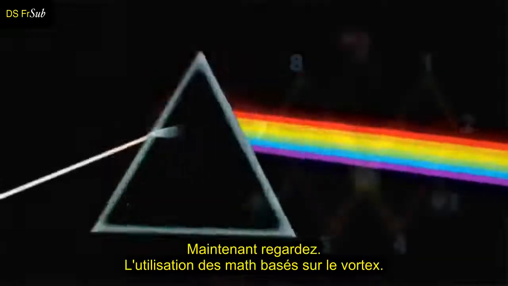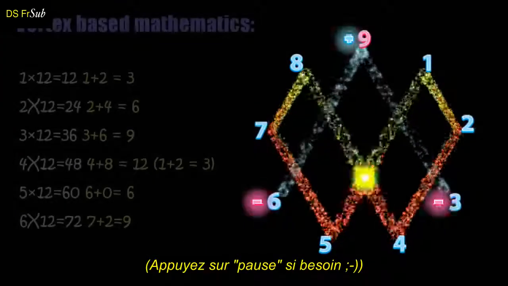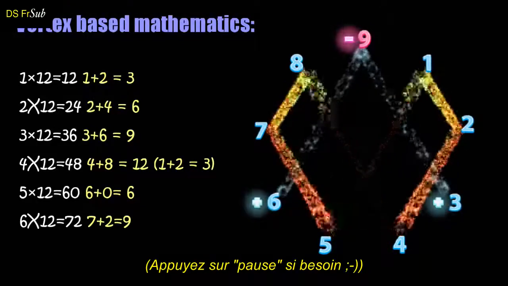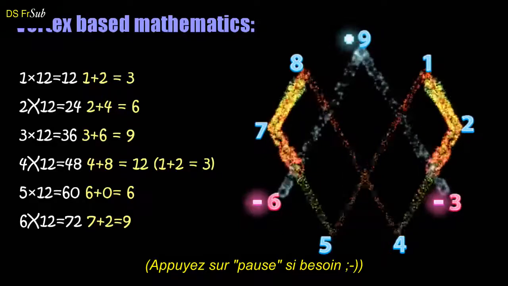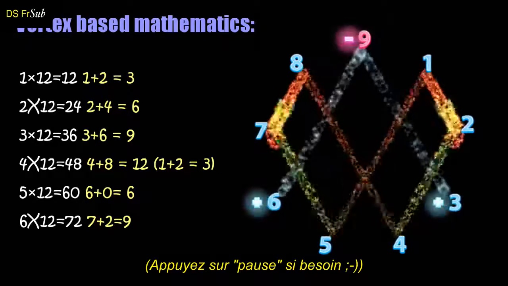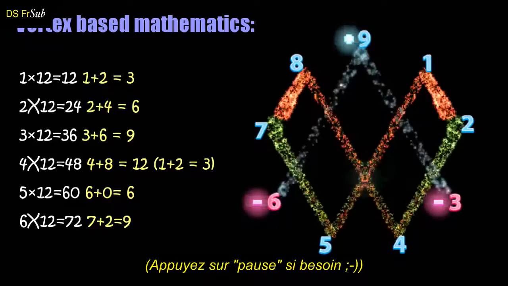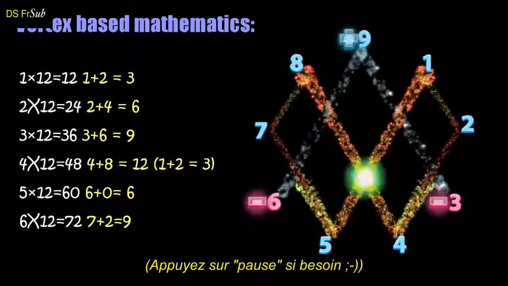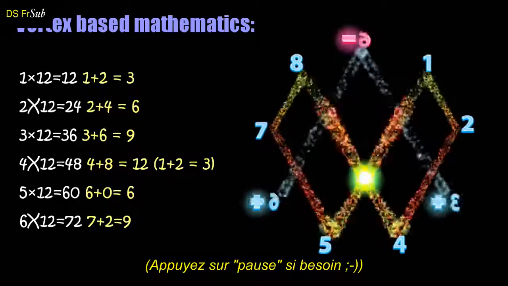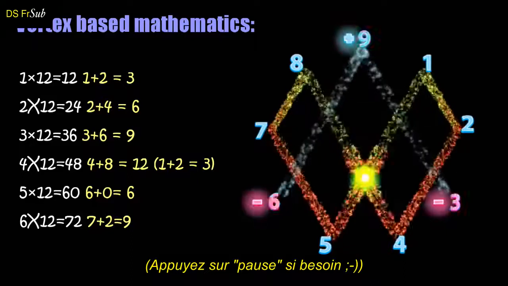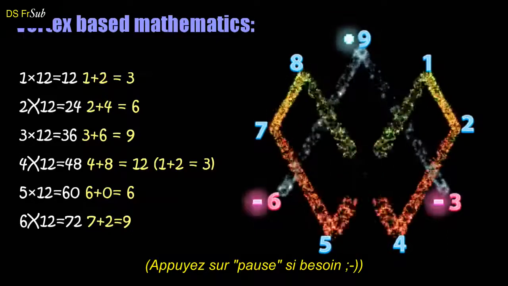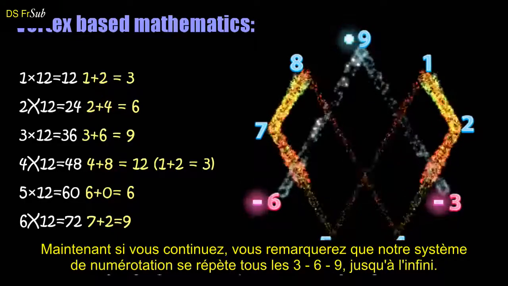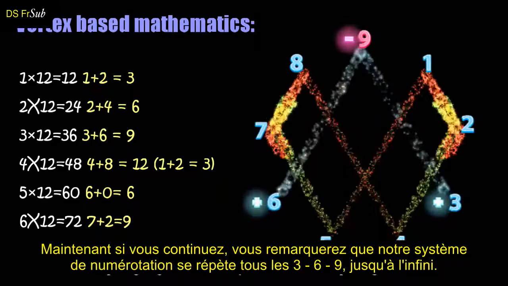Now check this out using vortex-based mathematics. 1 times 12 equals 12. 1 plus 2 equals 3. 2 times 12 equals 24. 2 plus 4 equals 6. 3 times 12 equals 36. 3 plus 6 equals 9. 4 times 12 equals 48. 4 plus 8 equals 12. 1 plus 2 equals 3. 5 times 12 equals 60. 6 plus 0 equals 6. 6 times 12 equals 72. 7 plus 2 equals 9. Now if you keep on going, you'll notice that our number system is all 3, 6, and 9, repeating forever.